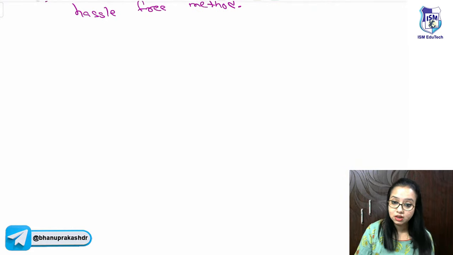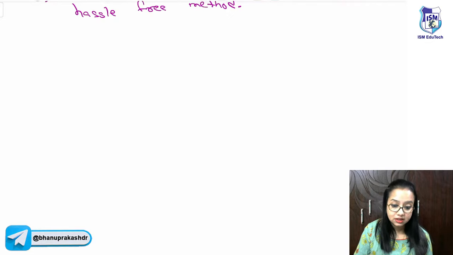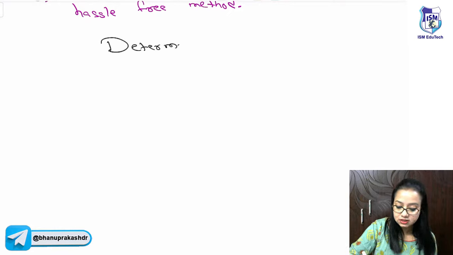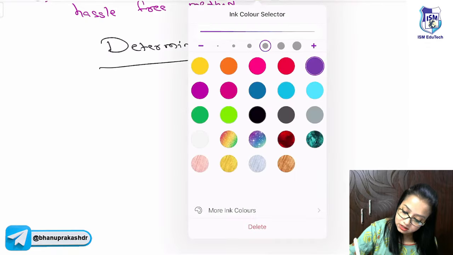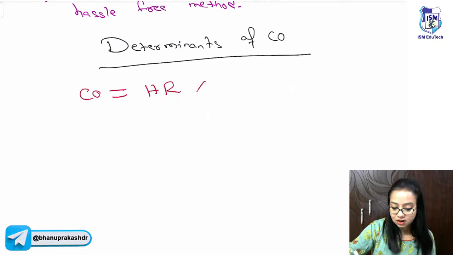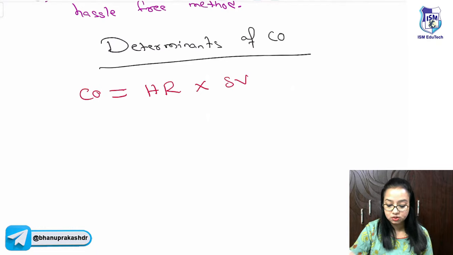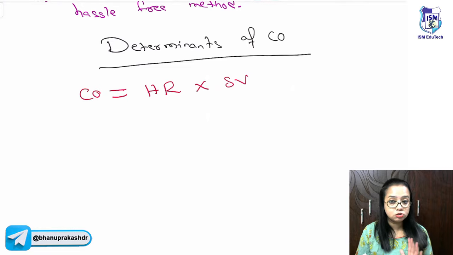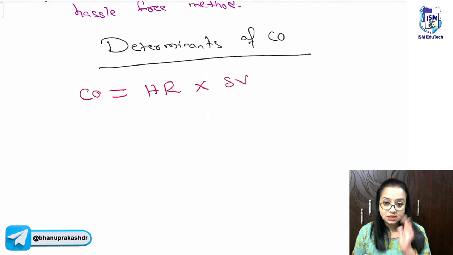Okay. Now, what we have to remember very well and very thoroughly are the determinants of cardiac output. We studied that cardiac output is a product of the heart rate and stroke volume. So any factor that affects the heart rate and stroke volume will have a direct effect on cardiac output. One by one, we will understand these factors.